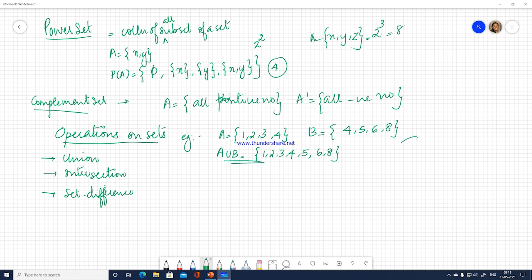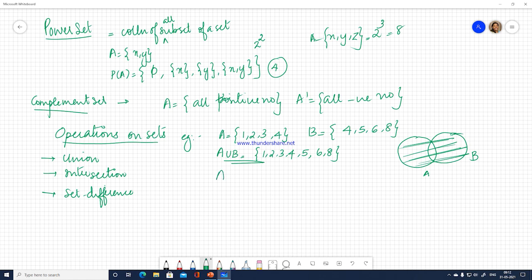When you consider the Venn diagram, this is A and this is B. So the collection of all elements will be A union B. So elements of A as well as elements of B.